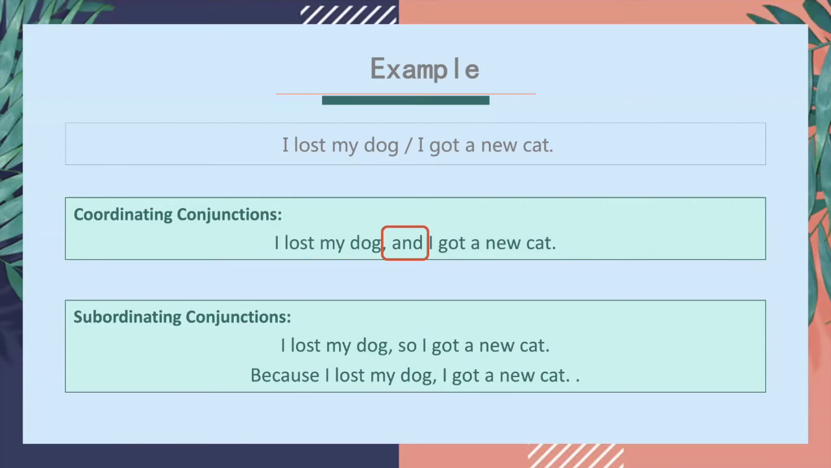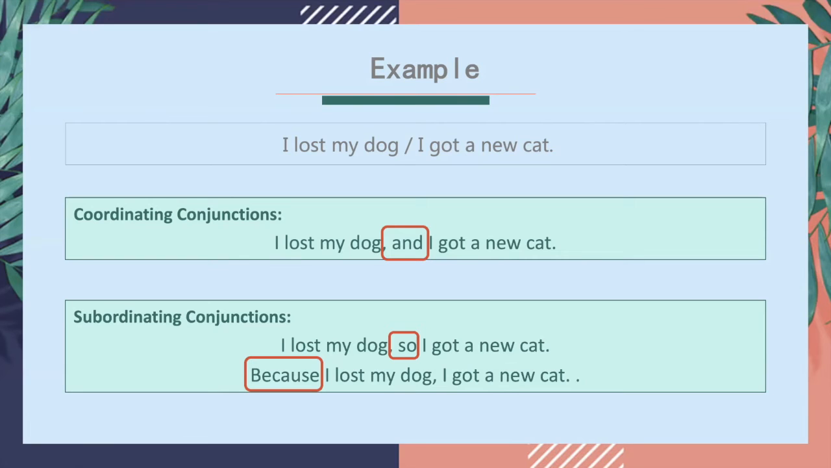When we're using a subordinating conjunction, the sentence can be changed into I lost my dog, so I got a new cat. It focuses more on the consequences. The consequence of losing my dog is to get a new cat. But if you use another subordinating conjunction, because, for example, because I lost my dog, I got a new cat. It focuses more on the reason. I got a cat. Why? Because I lost my dog.